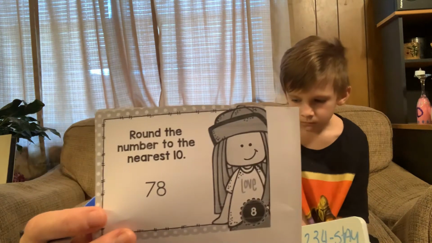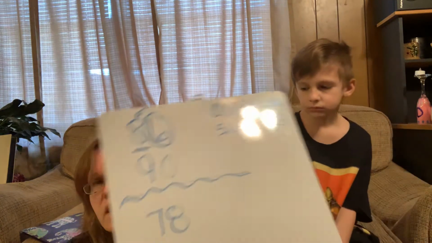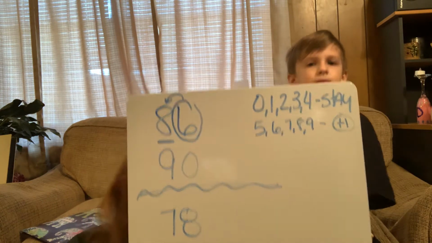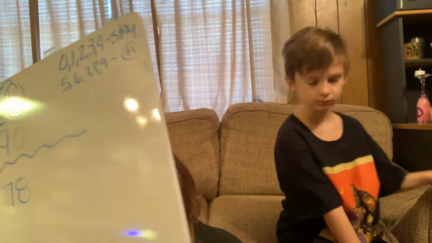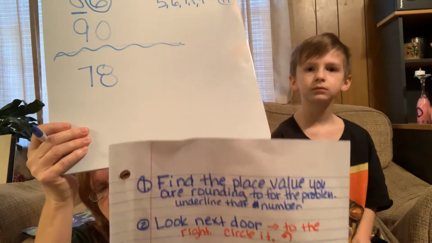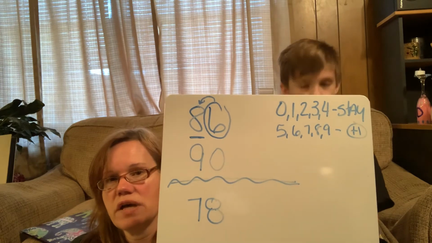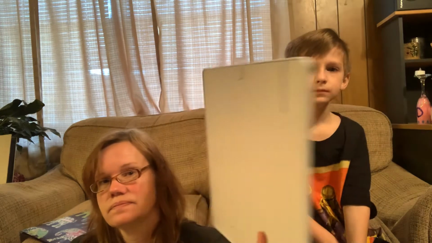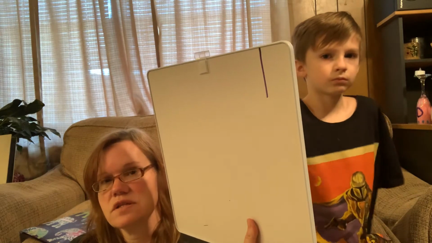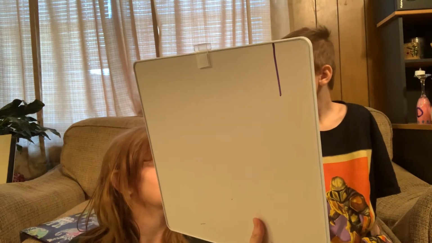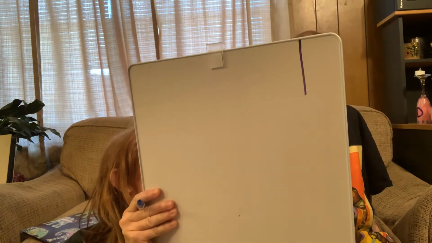Okay. All right. So now we're going to round to the nearest 10, the number 78. All right, we have the number 78. So which number is in the tens place? That is our first step, is to find the place value that we are rounding to and underline it. Is the 8 or the 7 in the tens place?